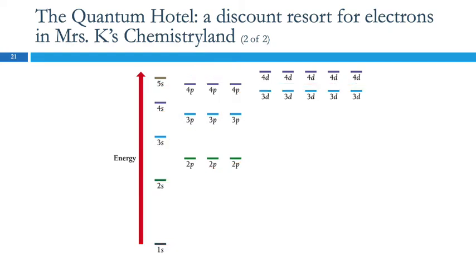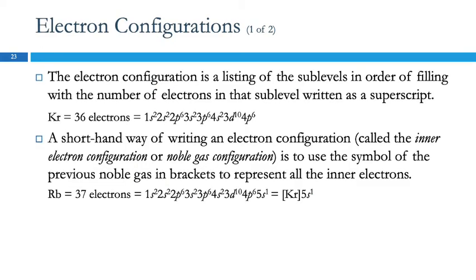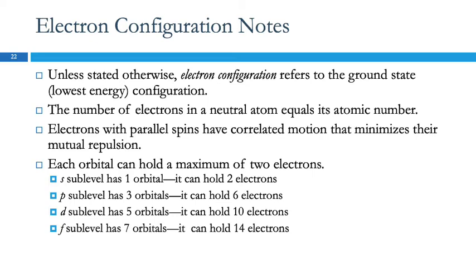So when we're talking about electron configurations, unless it says otherwise, and it almost never does, we're talking about the electrons in the ground state, in the lowest energy orbitals. We know how many electrons there are in a neutral atom because it's the same as the atomic number, right? Fluorine has 9 protons because it's element number 9. It has 9 electrons.